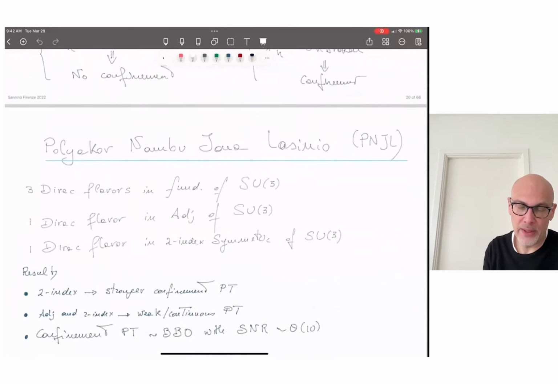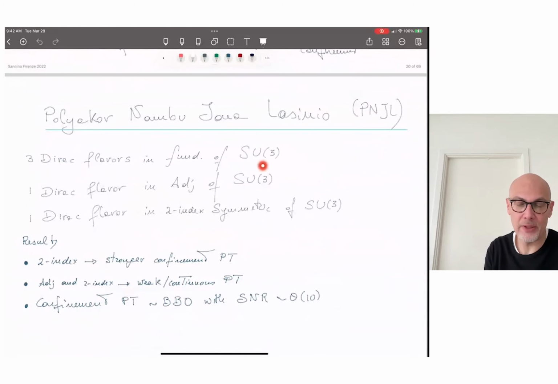So we played with the different examples. I'll just give you the results. Three Dirac flavors in the fundamental of SU(3), which very much looks like QCD. One Dirac flavor in the adjoint of SU(3), and I guess Biagio is going to get excited about that. And one Dirac flavor in the two-index symmetric of SU(3).